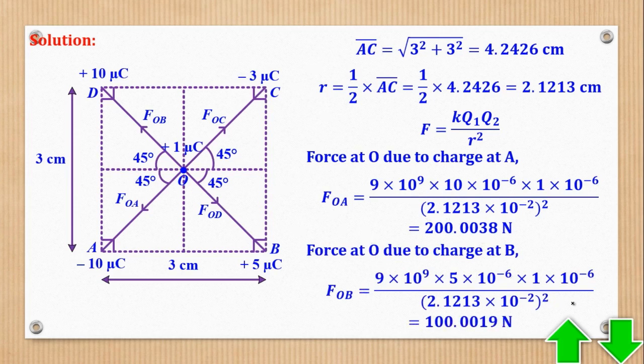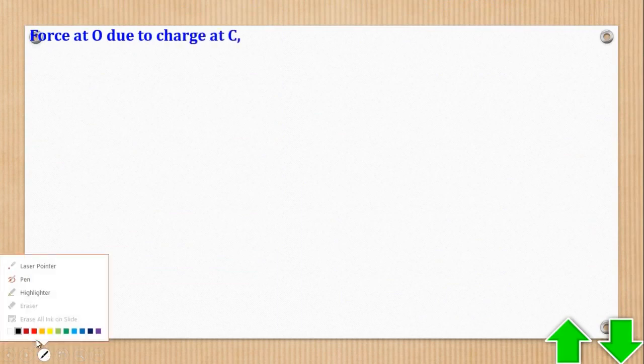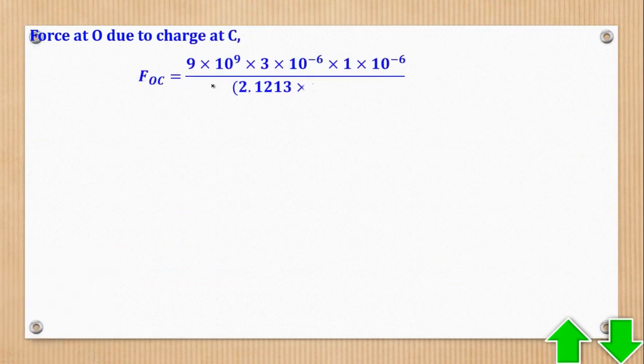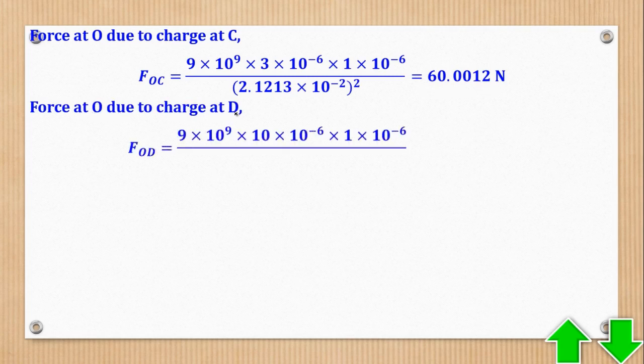What about force at O due to charge at C? There we shall come on the next slide and say that force at O due to charge at C will be given by that, and it will be this. Lastly, force at O due to charge at D will be that. So what we are doing is substituting in the formula.